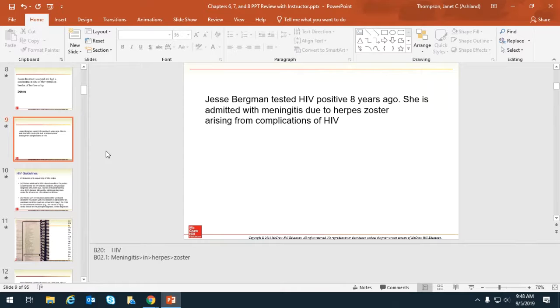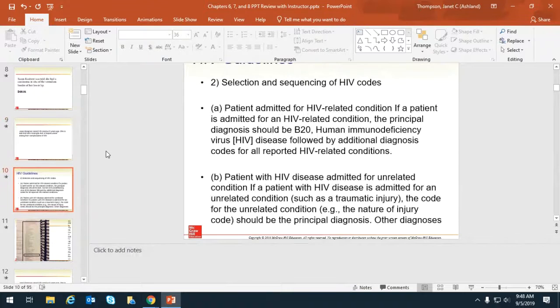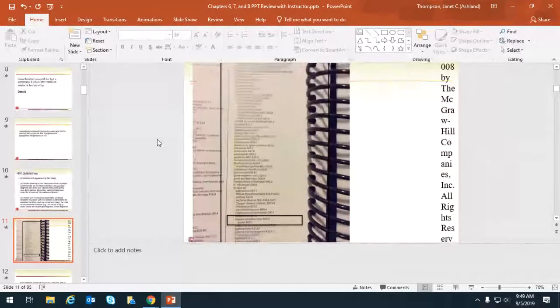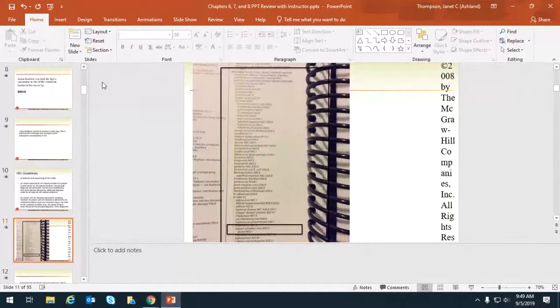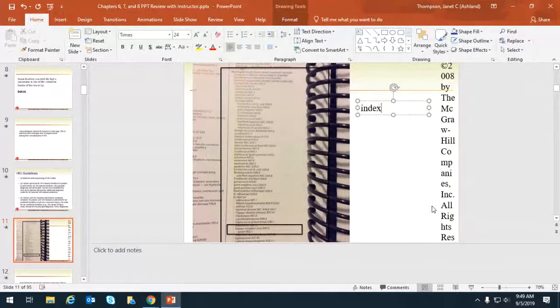All right, with that being said, we have meningitis due to herpes zoster arising from complications of HIV. So take a moment, go to your index of diseases and injuries, and I've got on my screen here a shot of what it's going to look like. So you're going to find meningitis and then in or due to herpes zoster. We're going to look at meningitis in or due to herpes zoster.